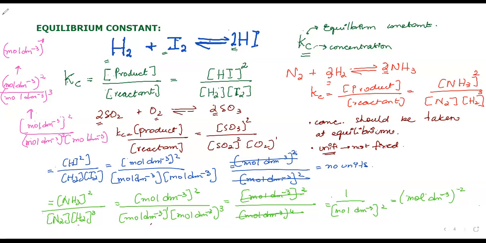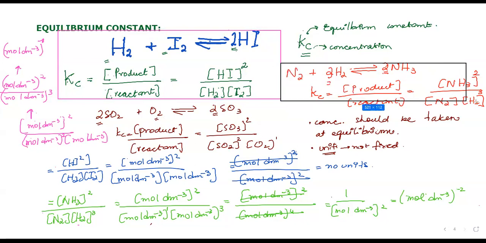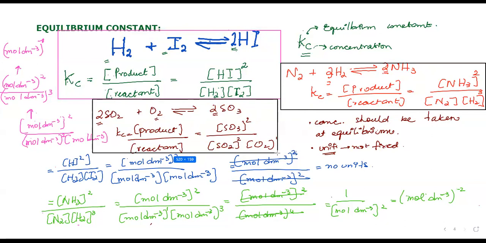Every single time you are doing these questions, there are a few things you will have to do. Every single time you'll figure out the value of Kc yourself. It's not going to be given to you. You will have to figure out the equilibrium constant by yourself, and you will also have to figure out the unit. Both things are completely up to you. You will have to figure them out yourself.